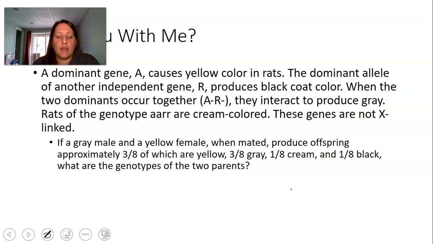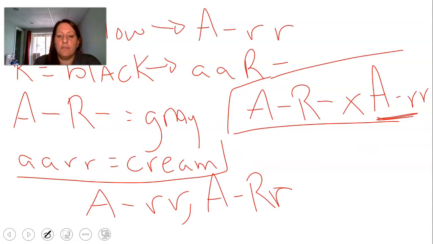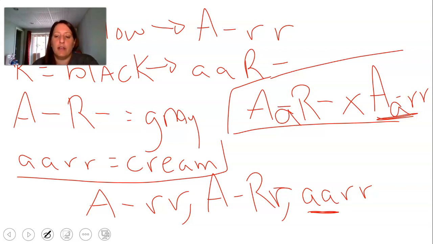Okay, 1/8 of them are cream. So cream is little a, little a, little r, little r. Oh, that tells me so much more. If I go back to my parents, first off, let's look at the A gene. They both must have the recessive form of that A gene in order to get this. So I can come up here and fill this in. That's got to be a little a, and that's got to be a little a.